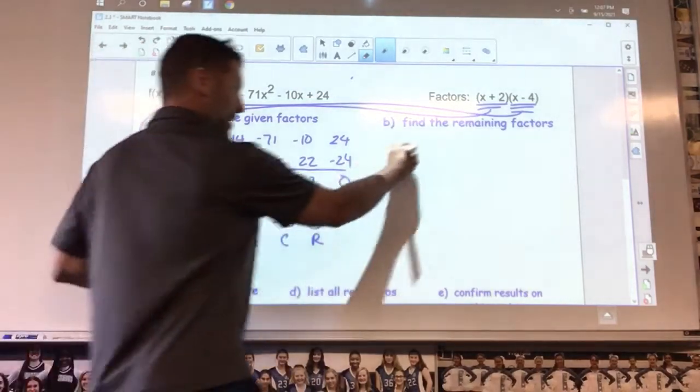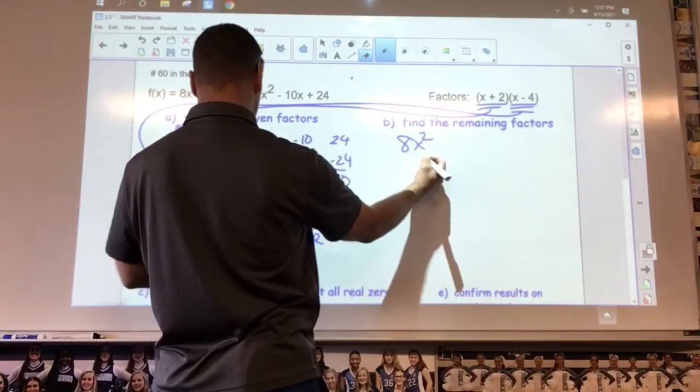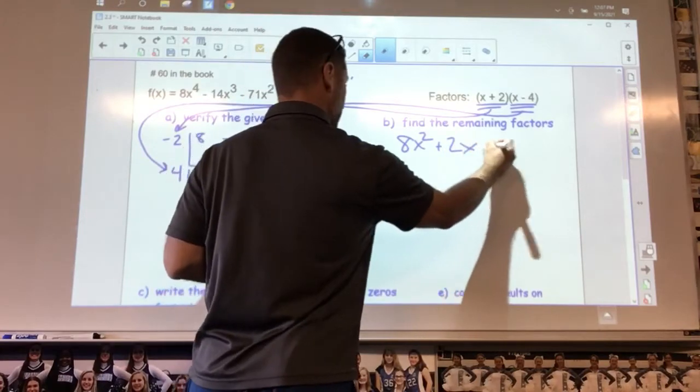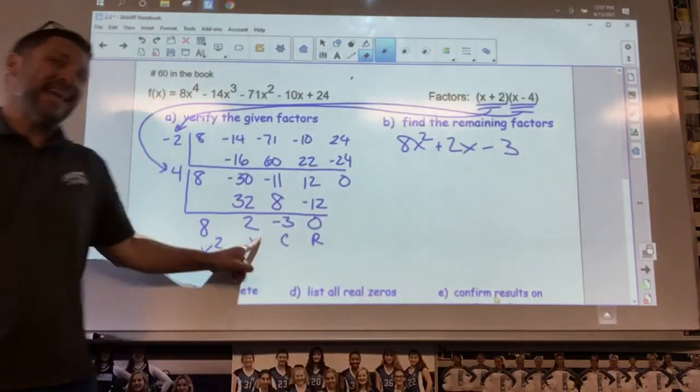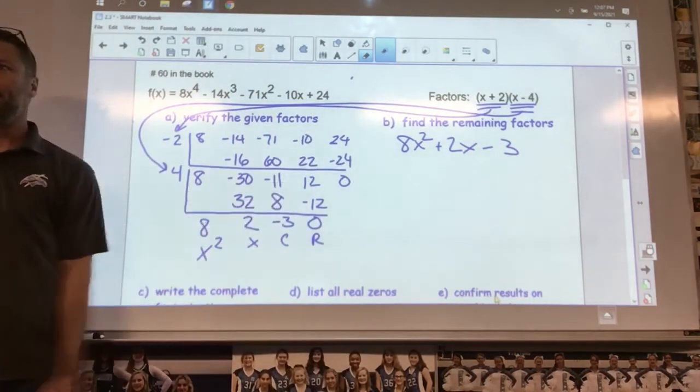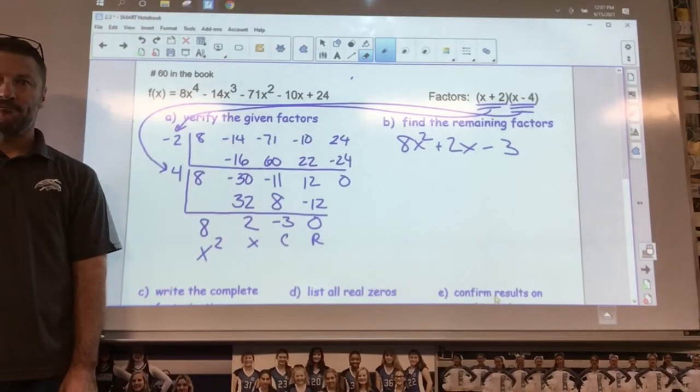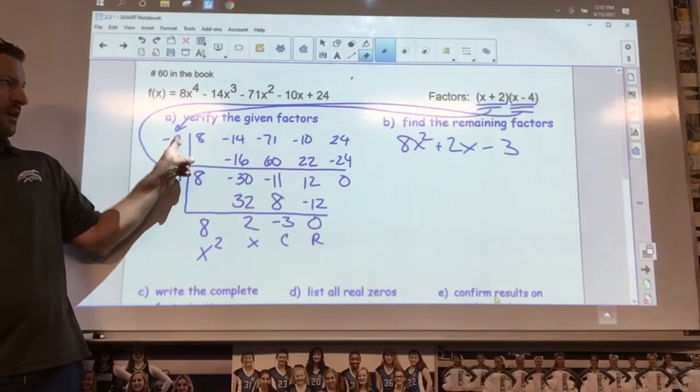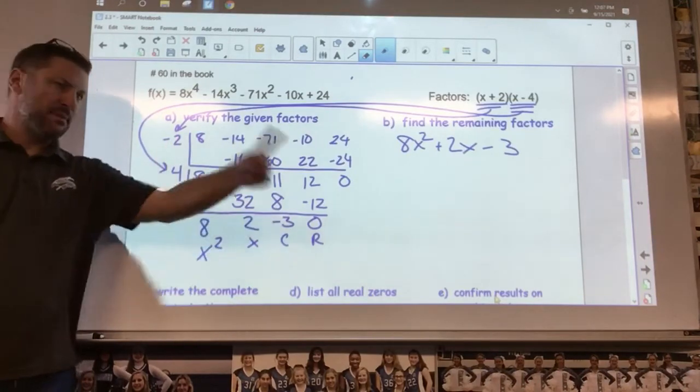8x squared plus 2x minus 3. And you could have done it in any order. You would have gotten the same bottom. So it doesn't matter which one. You could have put 4 there and negative 2 there, and you would have gotten the same bottom.